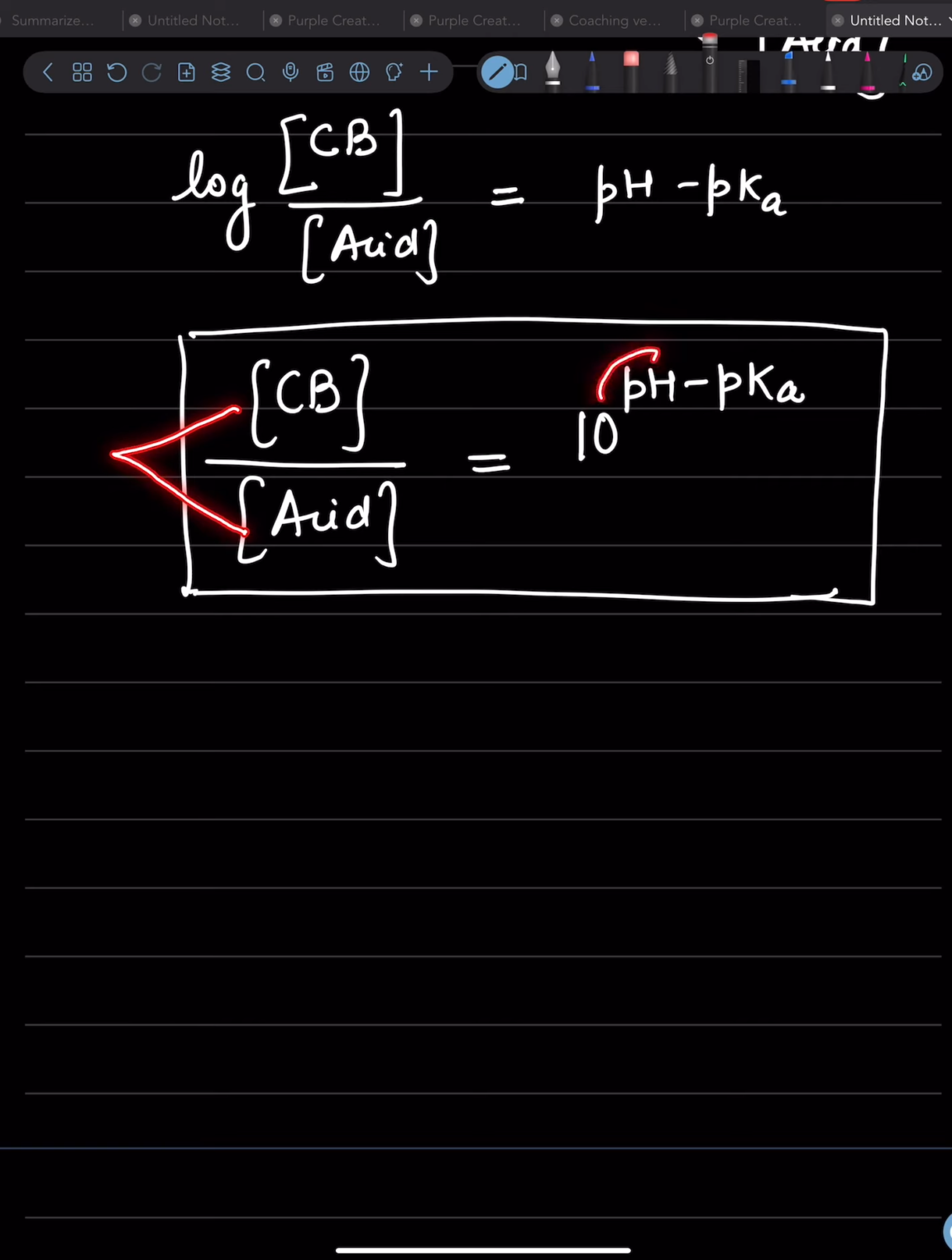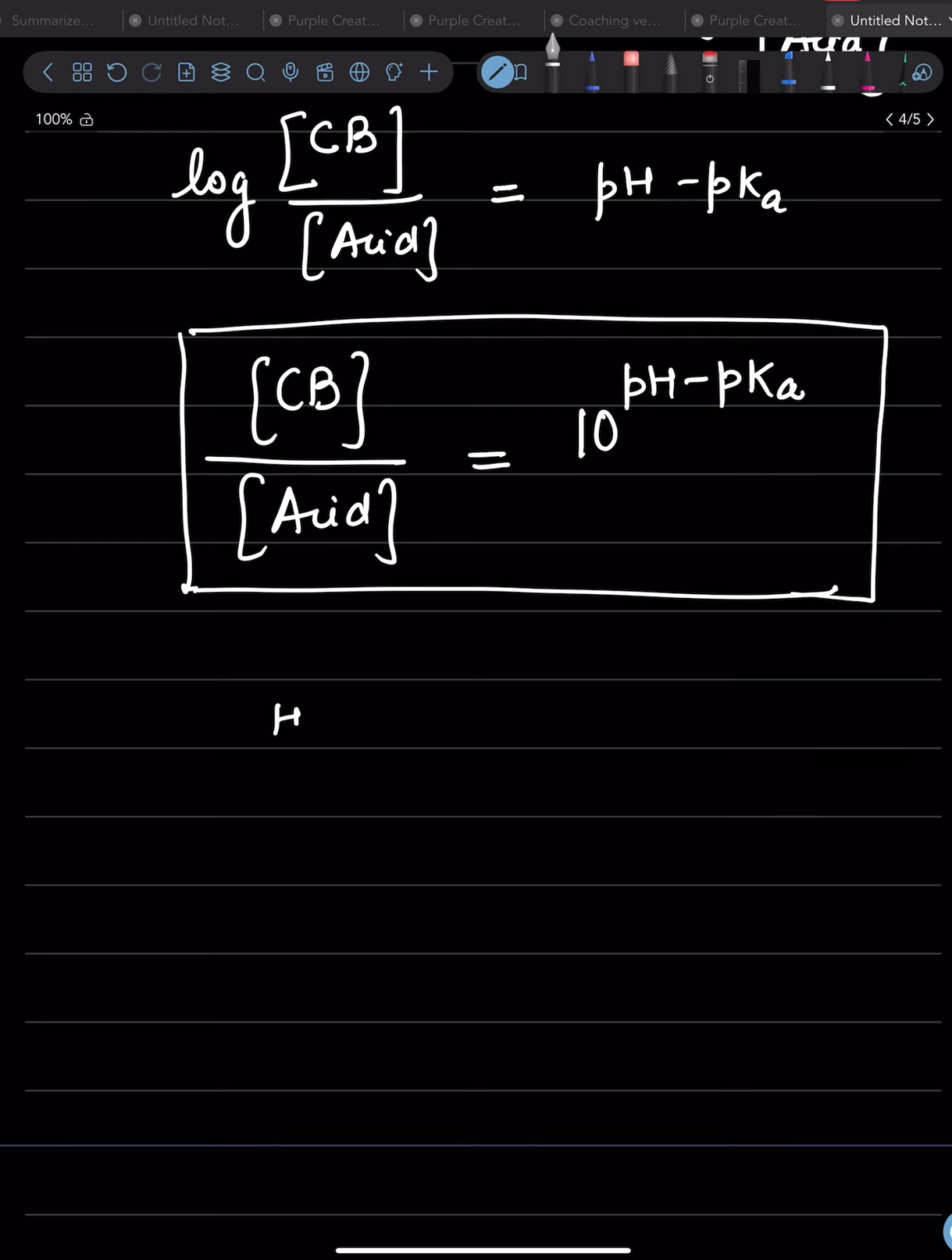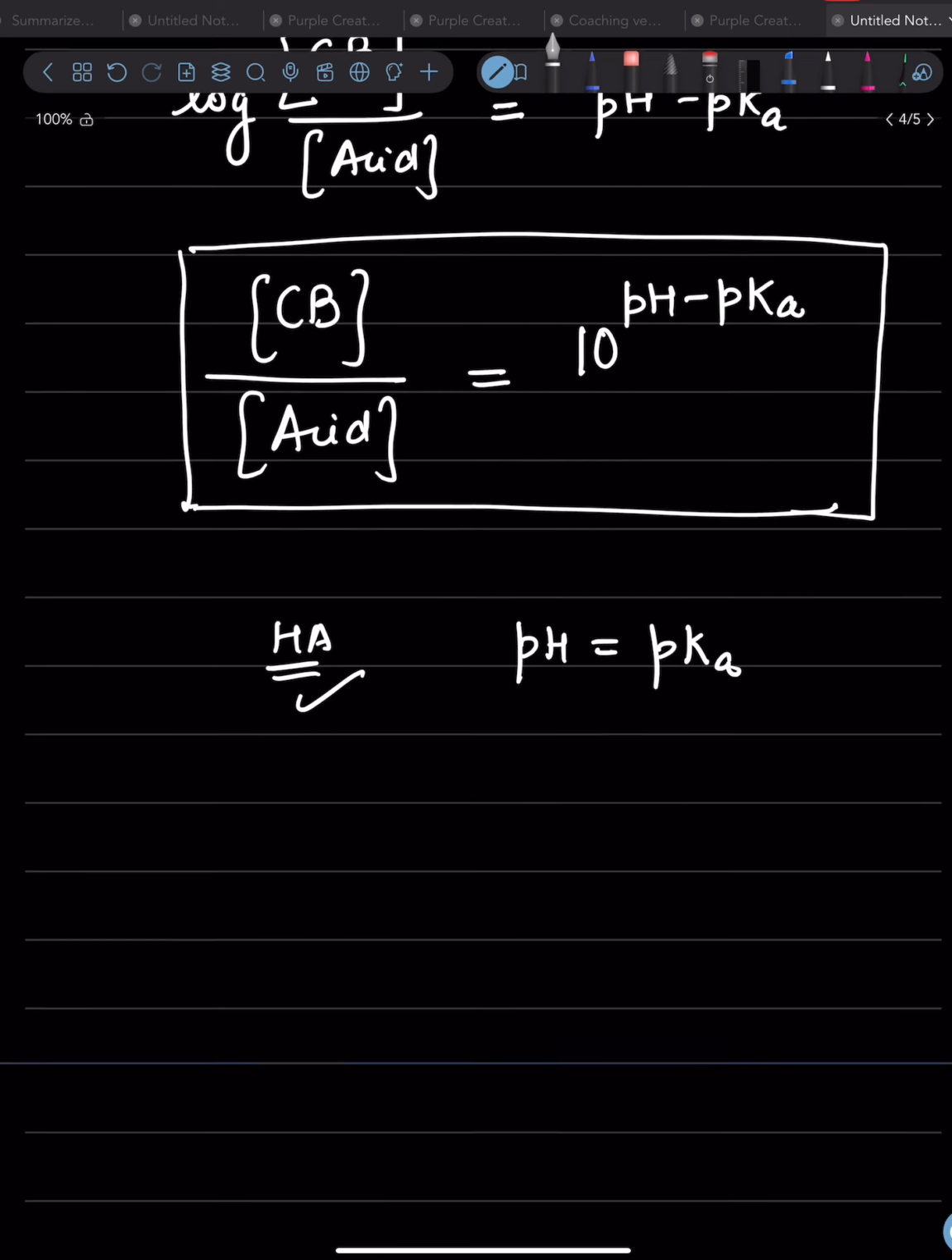a particular pH. So we can predict whether a particular acid is existing more as a conjugate base at that particular pH, or as equal amounts of conjugate base and acid, or what the actual ratio is. Okay, suppose for a particular acid, say HA is the acid, the pH of that particular solution is equal to the pKa of that acid. Okay, suppose this is one scenario.